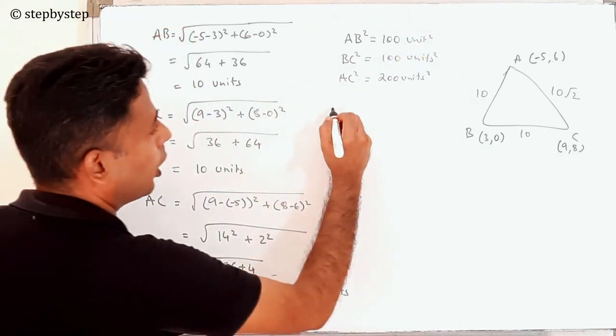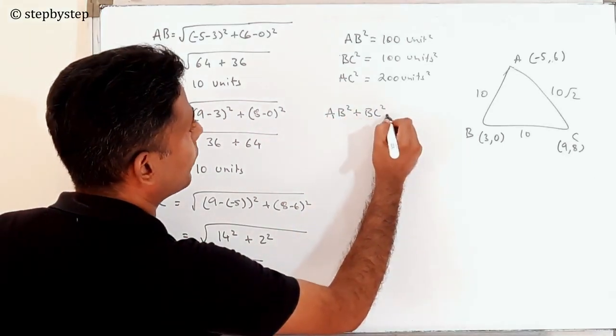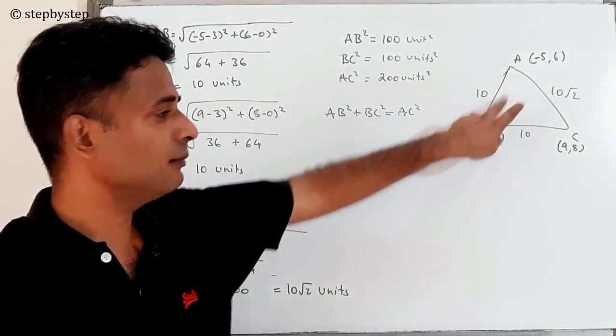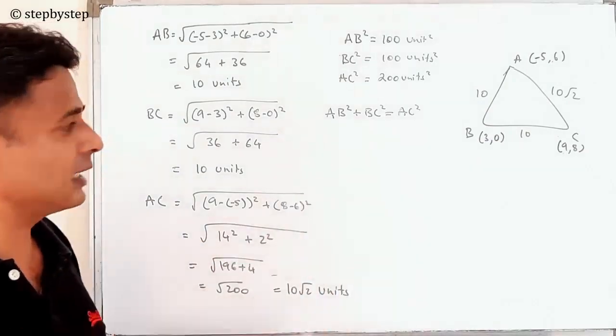Right? So now what do we get? What do we have? AB square plus BC square equal to AC square. Hence by Pythagoras theorem we know that this is a right angle triangle. So we have proved it's a right angle isosceles triangle.